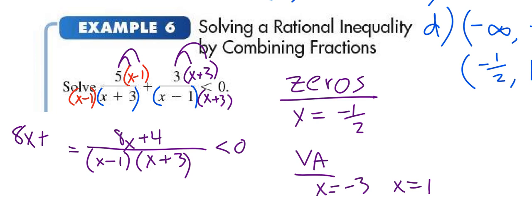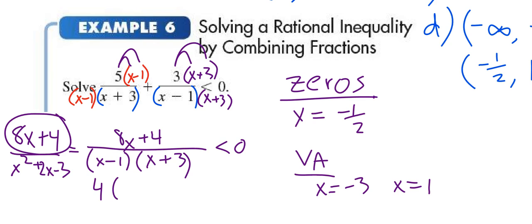Is this almost the exact same question as the last one? X squared plus 2x minus 3. It's got the exact same denominator. What's the only thing different about the numerator? Do you see a GCF in there you could pull out? 4 times 2. Oh my goodness, this is the exact same question.